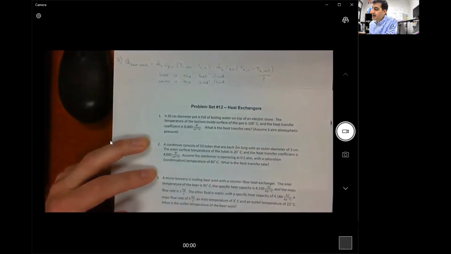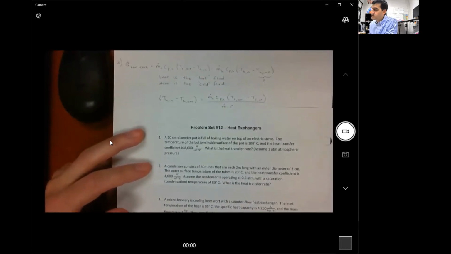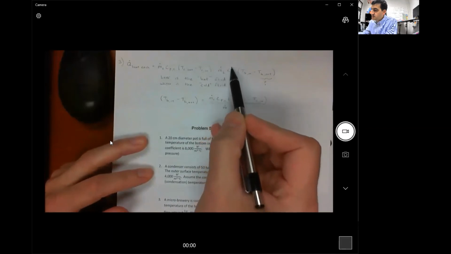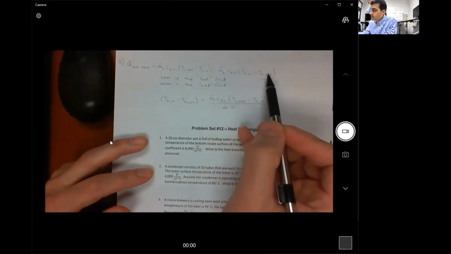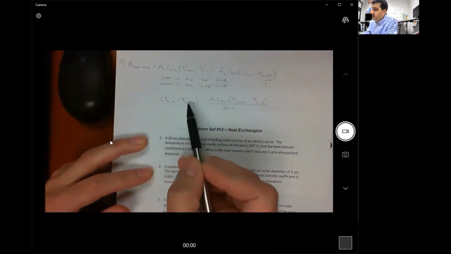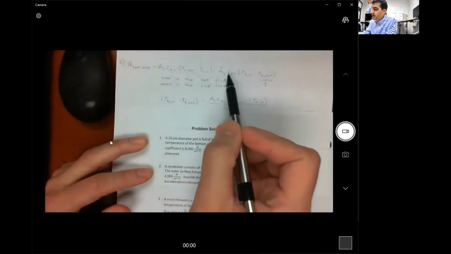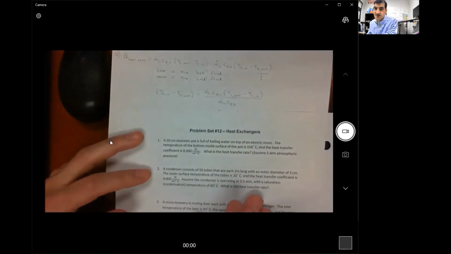So I'll do a little bit of algebra here. I'm not going to plug in numbers right away. I'm just going to do some algebra on it and then plug in numbers. So the first thing I'm going to do is divide both sides by this term right here. And that leaves me with the T hot in minus T hot out right here. And then that leaves me with this still on the other side of the equation divided by these terms right here. So that gets me this.